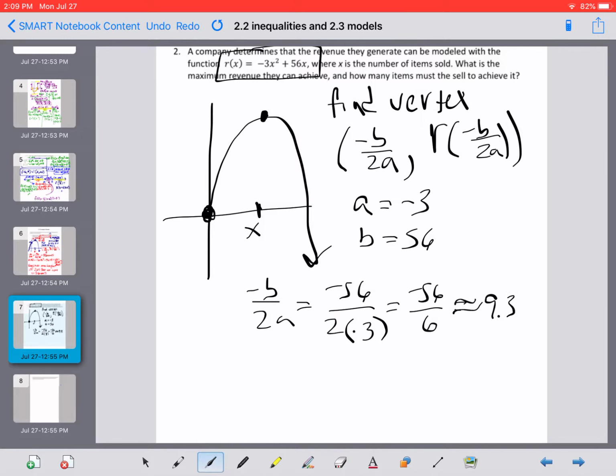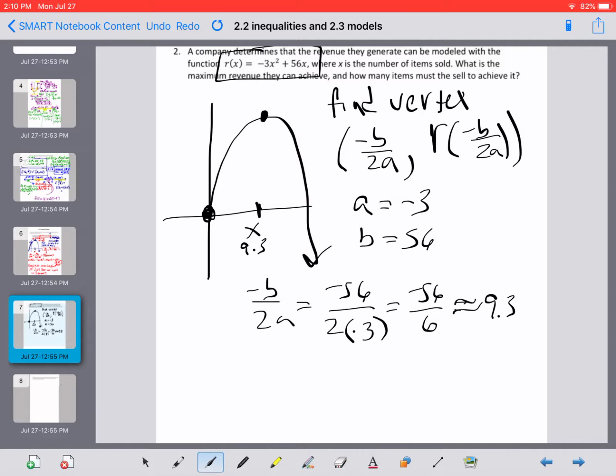Okay, which means this parabola has a vertex at roughly 9.3. The problem is you can't really sell 9.3 items. The items are discrete things, so you can sell 9 of them or you can sell 10 of them, and we're not really sure which one will give you the max, right?